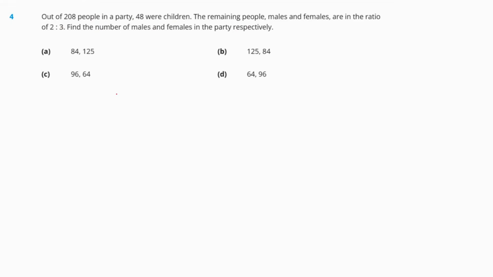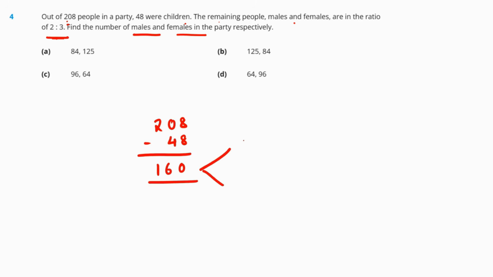Moving on to our next question. Out of 208 people in a party, 48 were children. The remaining people were divided into males and females in the ratio of 2:3. So find the number of males and females respectively. So if there were a total of 208 people, out of which 48 are gone, that means 160 people are left, to be divided in the ratio 2:3 for males to females.